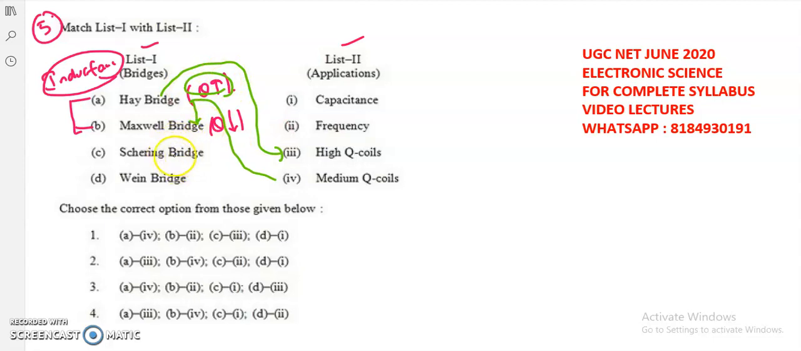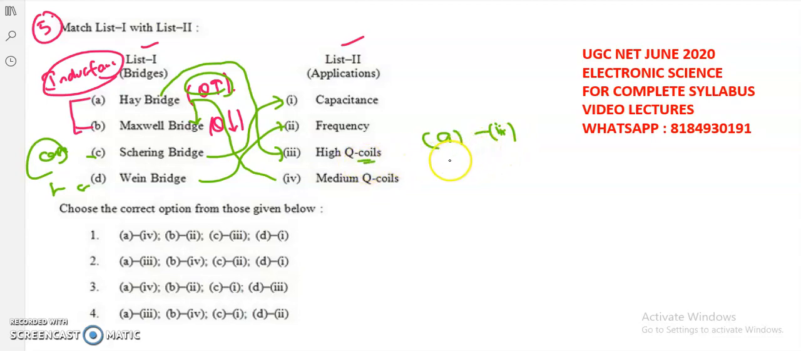And coming to the Schering bridge, it is used to measure the unknown capacitance. So here the C is matching up with 1, and Wien's bridge is used to measure the frequencies generally. So as per this, first, Hay bridge is used to measure the high quality factor coils or the high inductance values. And coming to B, Maxwell's bridge is used for medium Q coils or the inductance, and Schering's bridge is used to measure the unknown capacitance. Wien's bridge is used to measure the frequency.